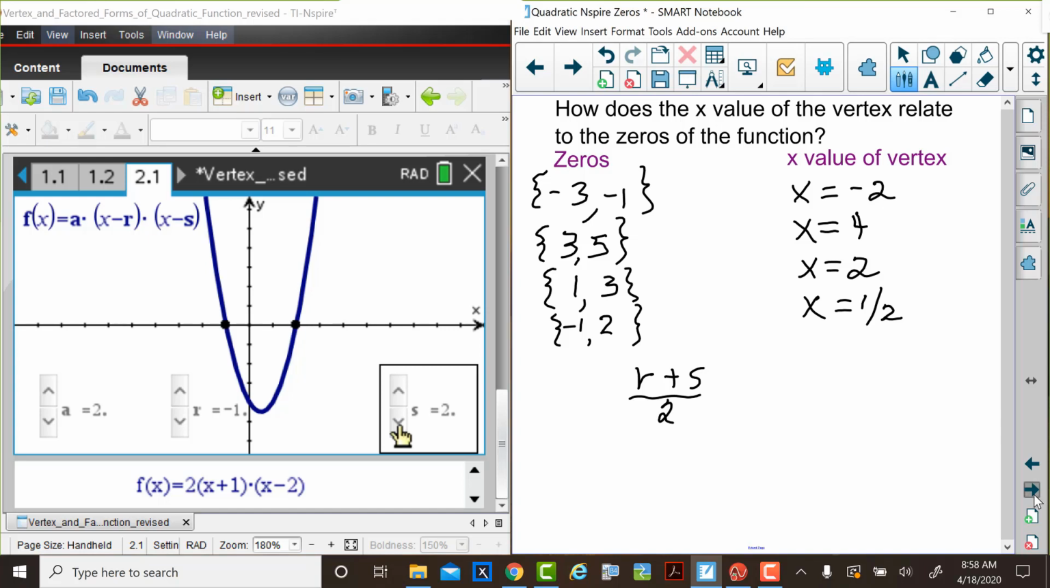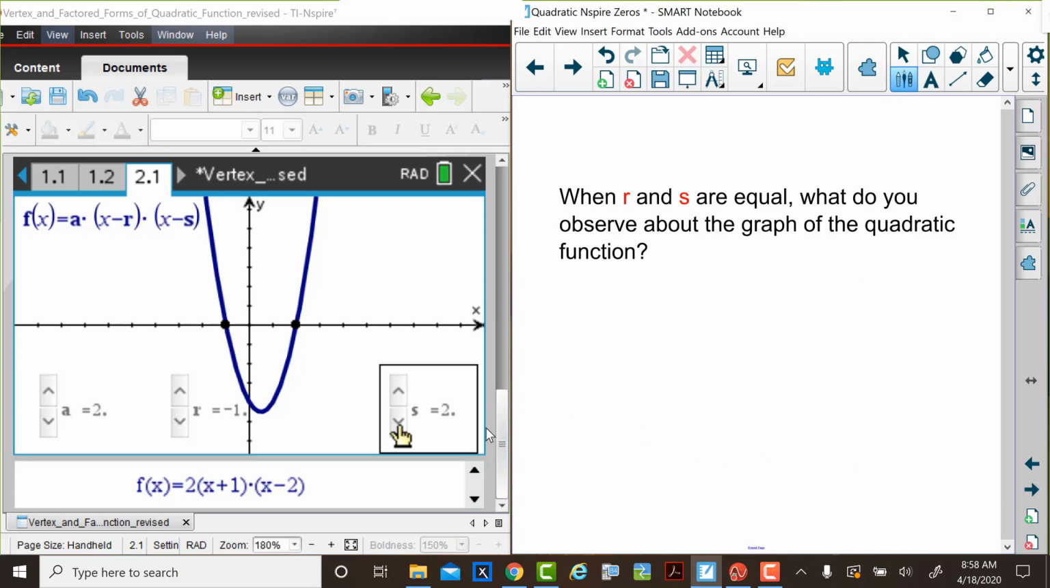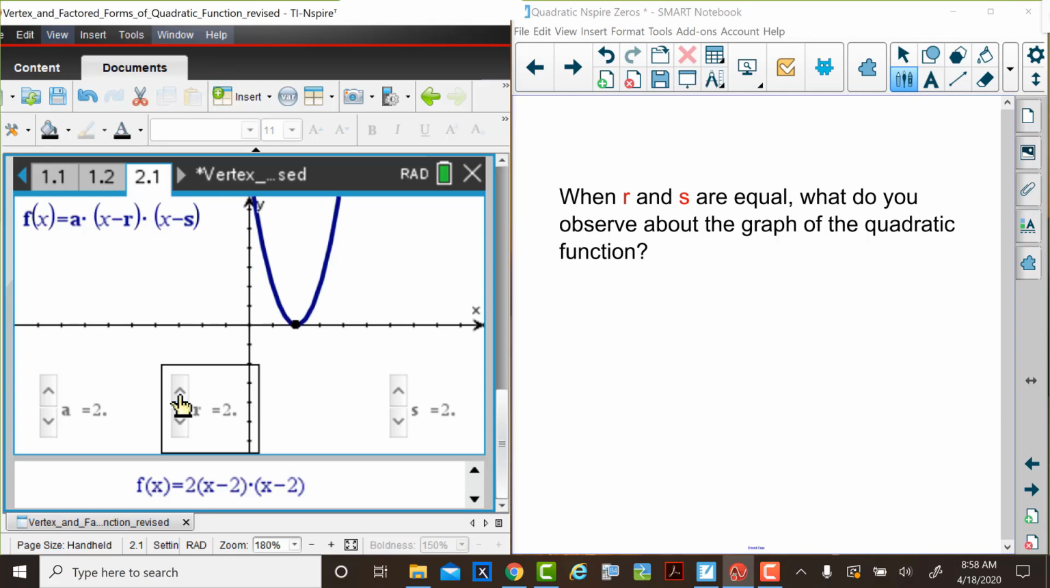Now let's consider another situation that might occur. What if r and s are equal? So let's leave the s value at 2, and we'll change r to 2. And what do you observe now about the graph of this quadratic function? Take just a moment and write down your thought. You don't necessarily need to pause the video, but if you wish to, please do.